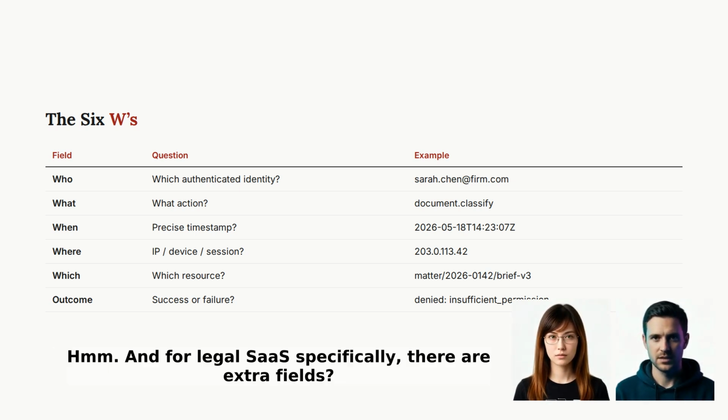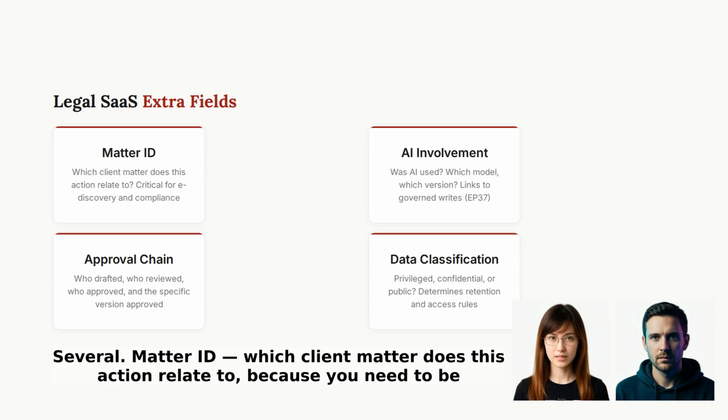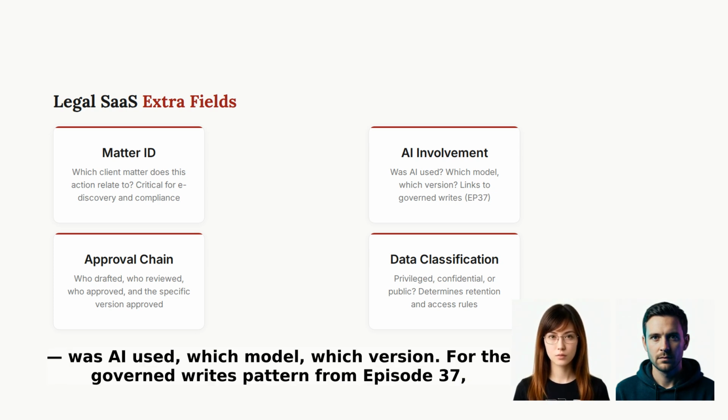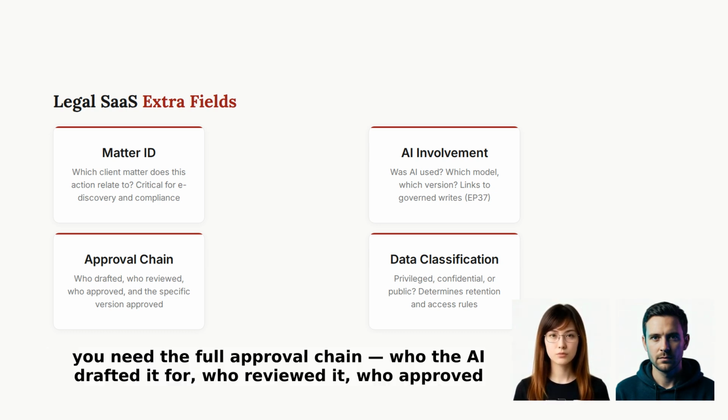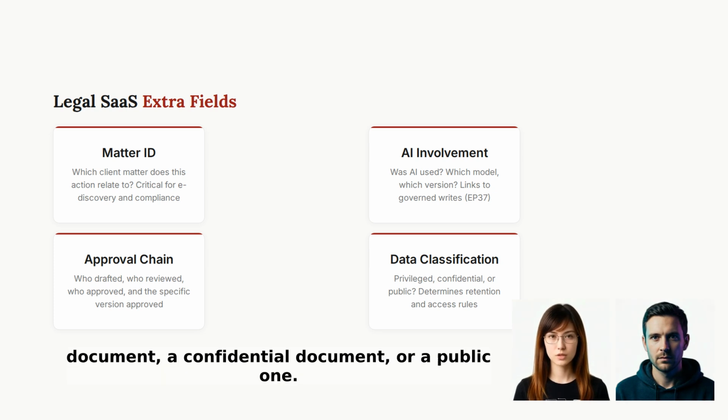And for Legal SaaS specifically, there are extra fields. Several. Matter ID. Which client matter does this action relate to? Because you need to be able to pull all activity on a specific matter for e-discovery or compliance. AI involvement. Was AI used? Which model? Which version? For the governed rights pattern from episode 37, you need the full approval chain. Who the AI drafted it for, who reviewed it, who approved it, and the specific version they approved. And data classification, was this a privileged document, a confidential document, or a public one?